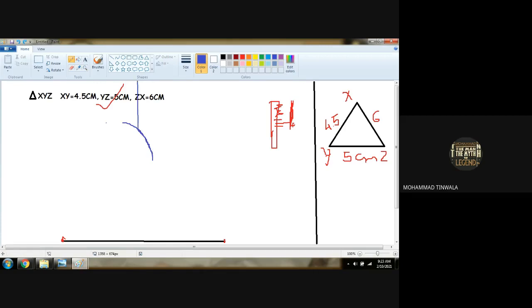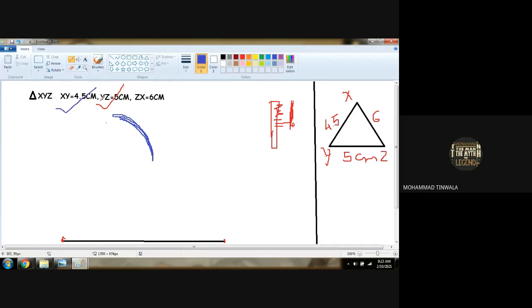And always make the arc big. Okay? Do not make the arc small. Understood? Make the arc big so that the other arc should get intersected easily. Is that understood?